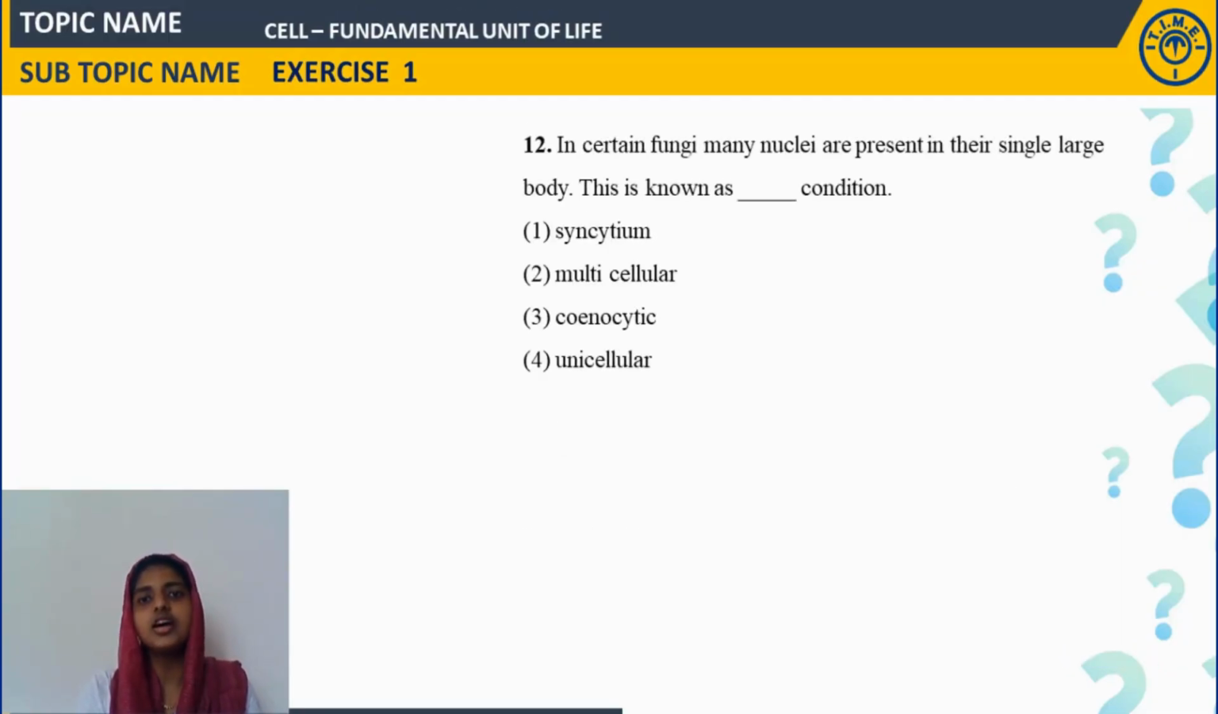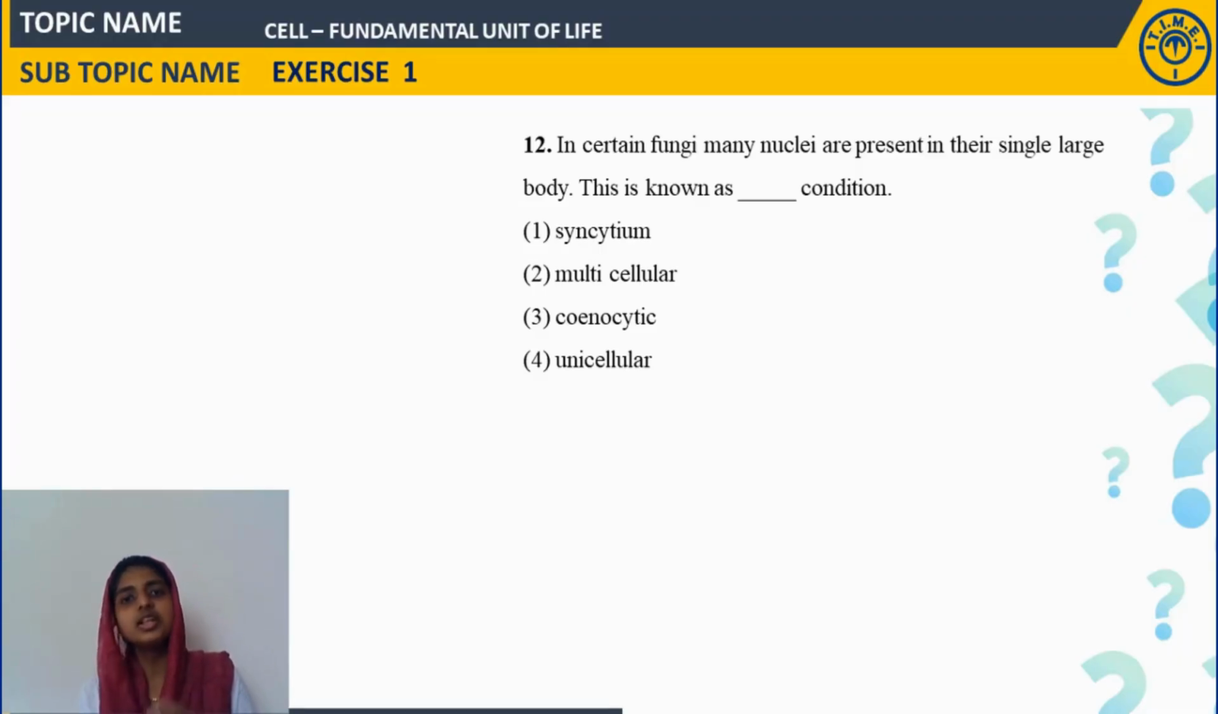Next is the 12th question. In certain fungi, many nuclei are present in their single large body. This is known as what? We have studied the nucleus. Some cells might possess a single nucleus, and some cells might possess many nuclei. Cells having many nuclei are called multinucleate cells. Do you remember the example? Muscle cell was the example for a multinucleate cell.